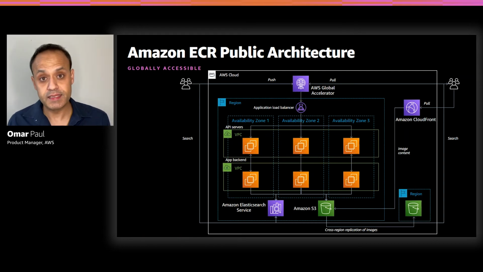We use Elasticsearch to power the public gallery. This is a new capability with the ECR Public. We use Amazon S3 for its reliable underlying storage, as we do today for ECR. And another new capability, we use Amazon CloudFront for a global cache.